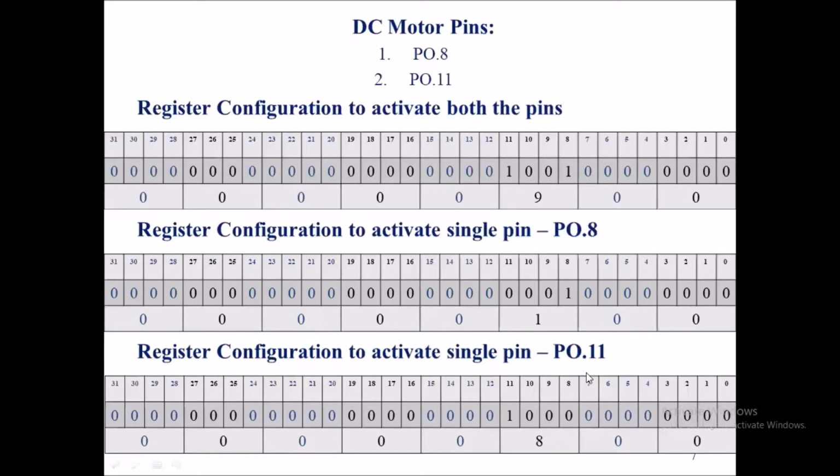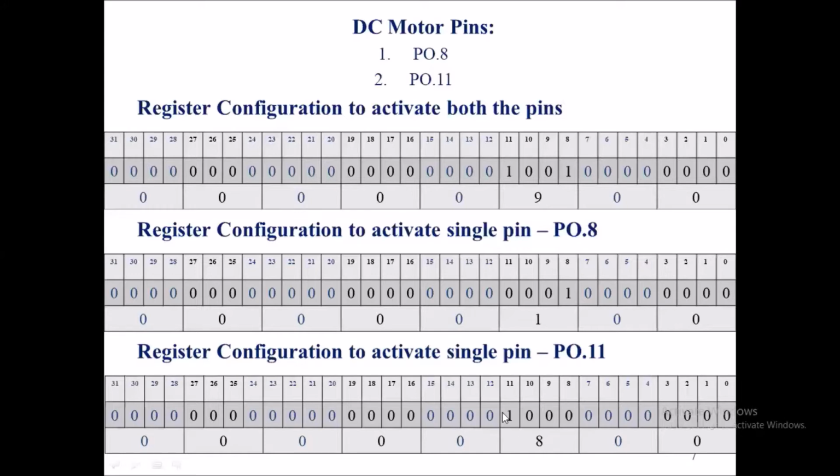That is the port 011th pin. Let's see how to activate this pin. As usual, we have 32 pins starting from 0 to 31. You should represent 1 across the 11th pin. Then only in the microcontroller will the 11th pin be activated.